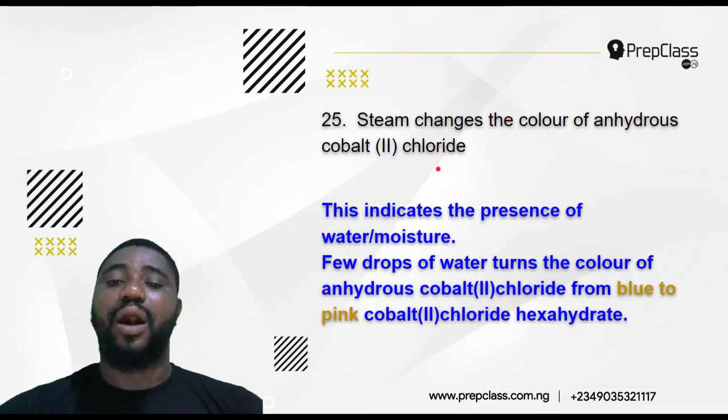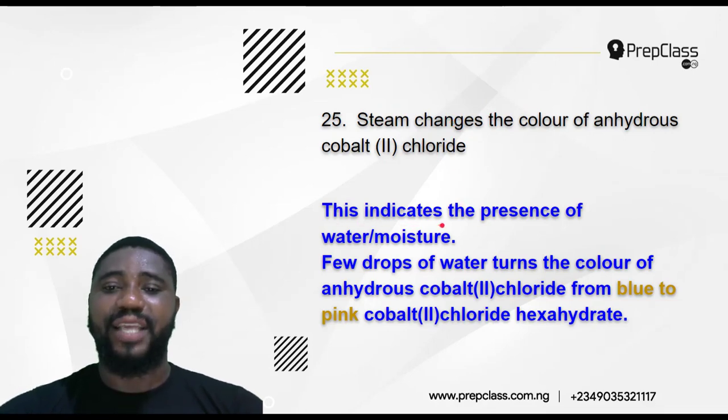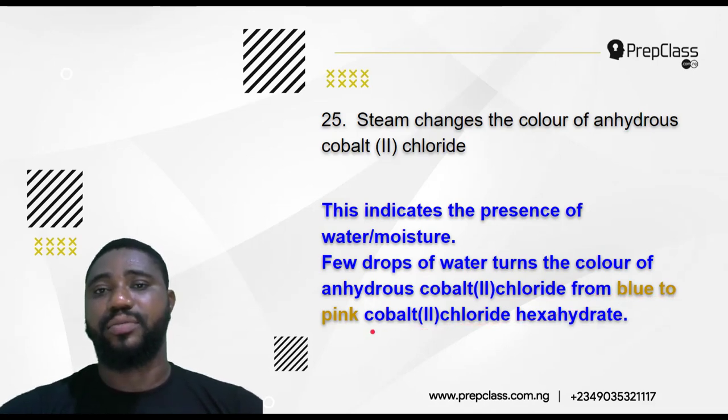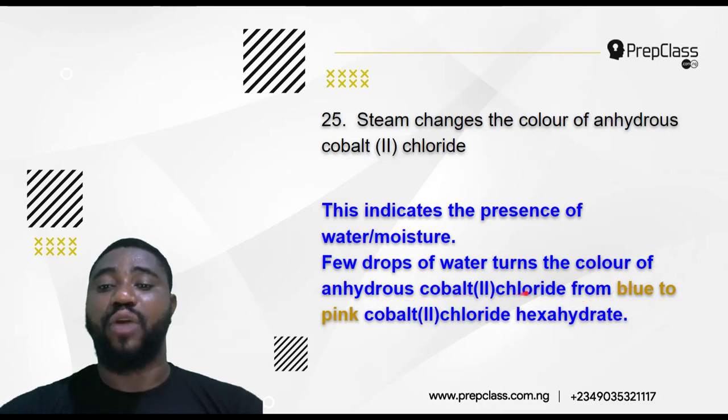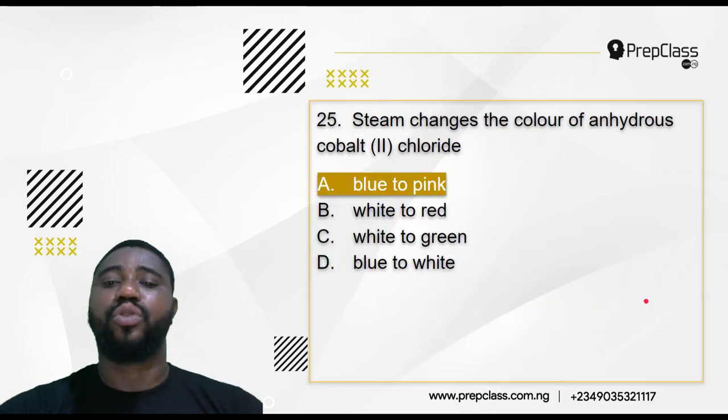So this stuff here that they just gave you is what we use in testing for the presence of water or moisture. I said that this indicates the presence of water or moisture. A few drops of water turns the color of anhydrous cobalt 2 chloride from blue to pink cobalt 2 chloride hexahydrate. So the correct answer is from blue to pink.